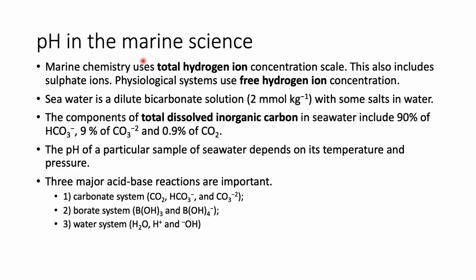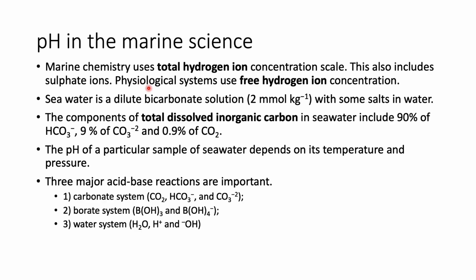In marine chemistry, people use total hydrogen ion concentration. What do we mean by total hydrogen ion concentration? This includes sulfate ions. So when we talk about hydrogen ion concentration, we are not just talking about H plus ions alone. Marine science people also include sulfate ions. We will see the reason why. And if the same marine science talks about physiological systems, they use free hydrogen ion concentration. So this is the major difference. Now we will see what all these individual ions are which we are talking about.